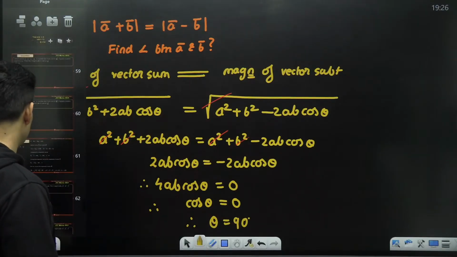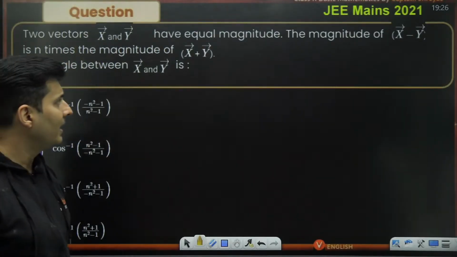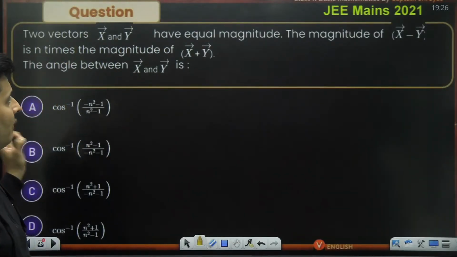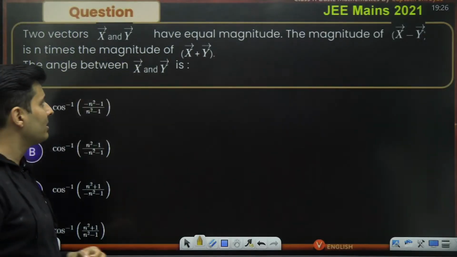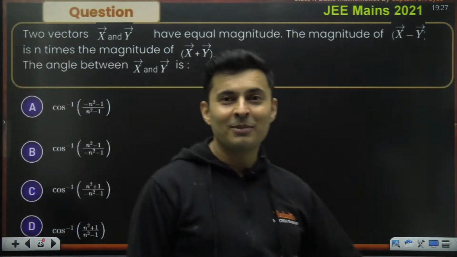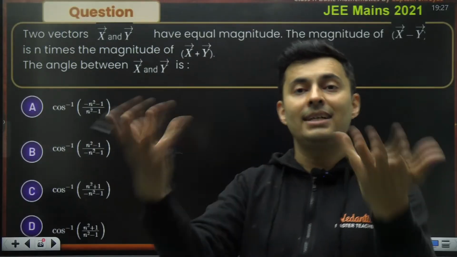Anyways, coming to the question coming up on your screen, the previous year JEE Mains question. Two vectors are there having equal magnitudes. The magnitude of x minus y is n times the magnitude of x plus y. What is the angle between them? I just solved a question where the magnitudes were equal. Now here the magnitude is n times.